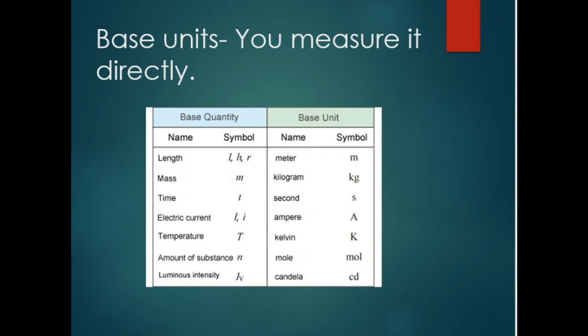Base units you measure directly. And there are 7 base units for the SI system: length, mass, time, electric current, temperature, amount of substance, and luminosity. The symbols are present there.